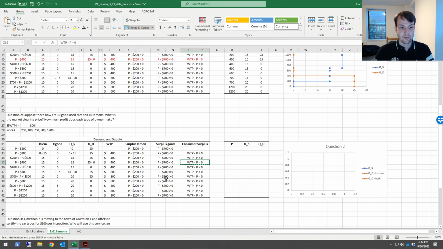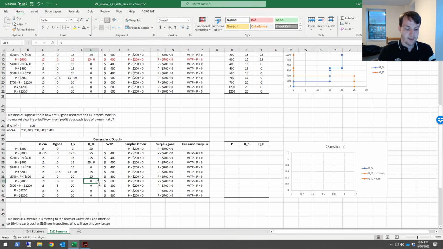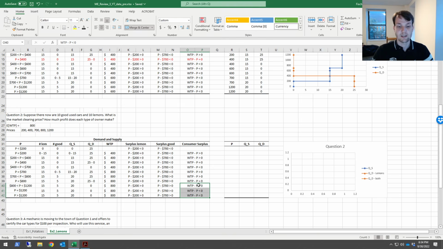But only once the price is exactly 800, we're going to find that they're indifferent between buying and not buying. So the quantity is between 25 and 0, and then remains at 0 thereafter because the difference between the willingness to pay and the price is negative.